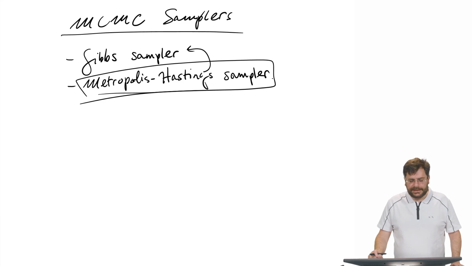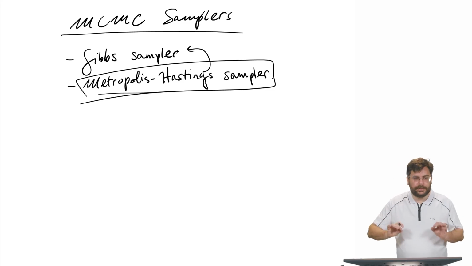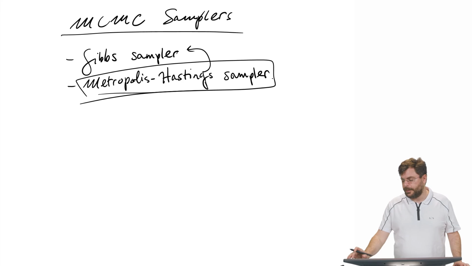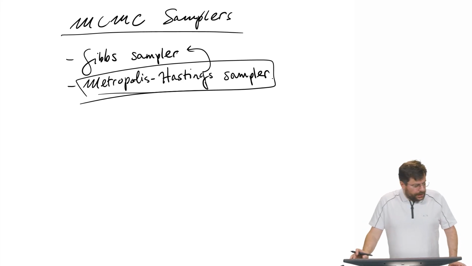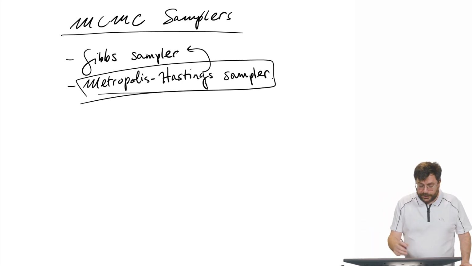I should say that Metropolis-Hastings is, like MCMC, kind of brute force. You can use it all the time. The Gibbs sampler will require some requirements in order to be able to use it. But if you happen to be able to use it, it's going to be much more efficient.